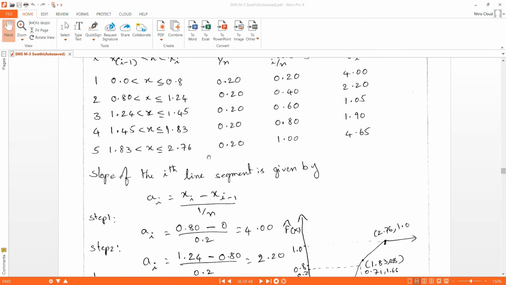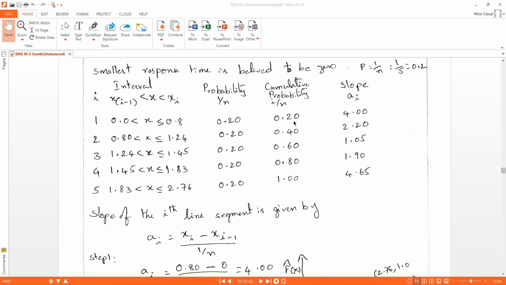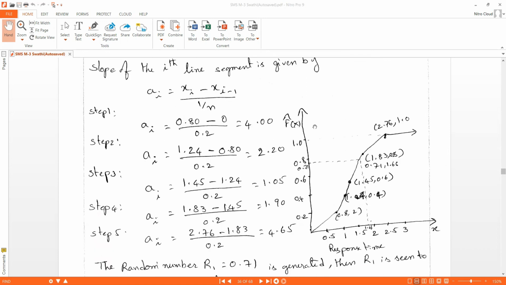Within the range of 0 to 3 it is there. So we'll mark it on the x-axis, the x values. In the y-axis, we will take f of x values. F of x values are nothing but our cumulative probability values, that is 0.2, 0.4, 0.6, 0.8 and 1. We will mark them on f of x.